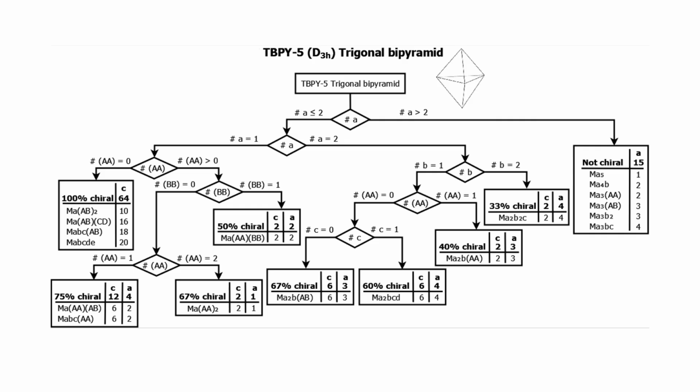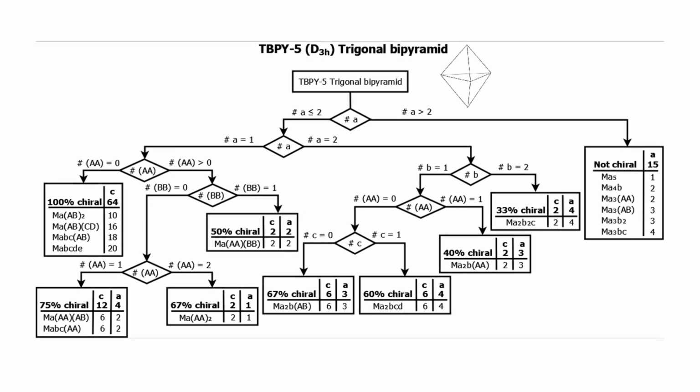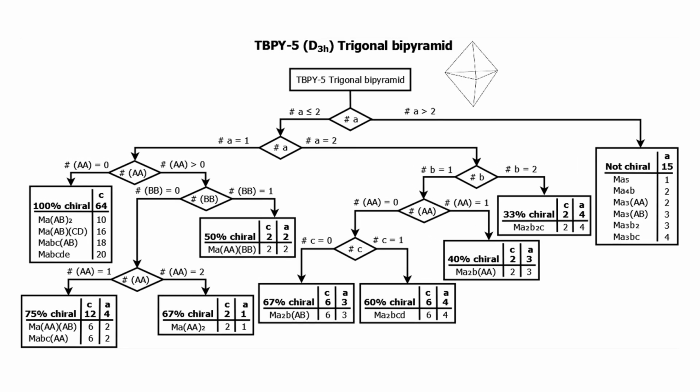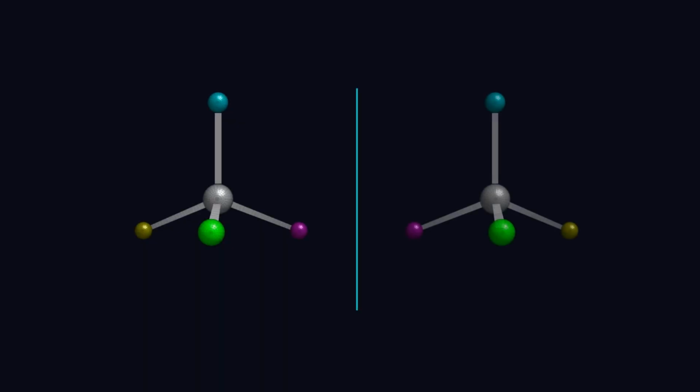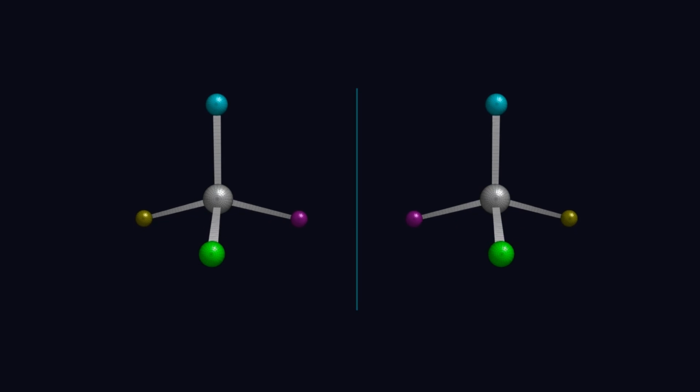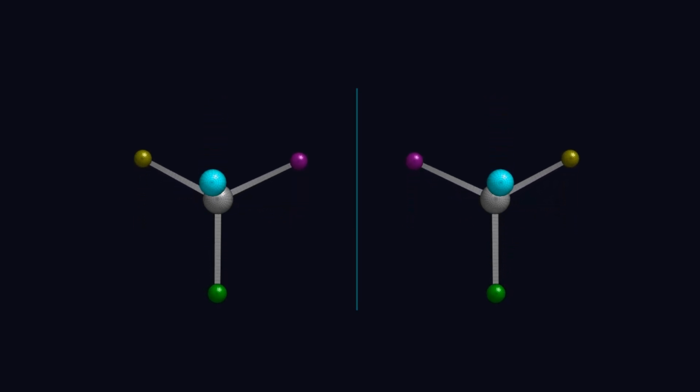In this video, we present a new visual tool, a set of decision trees, that makes identifying metal-centered chirality fast, straightforward, and accessible to any chemist. In organic chemistry, the rule is simple. 4 different substituents around a carbon means a chiral center.